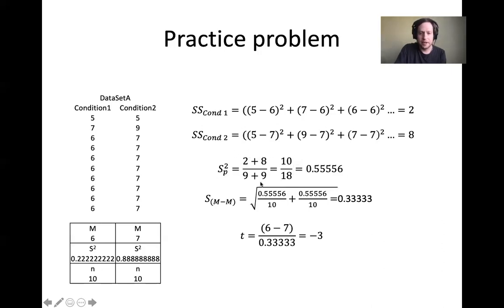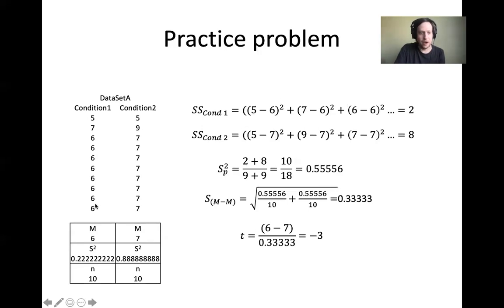So I plugged the numbers in here for the pooled variance, but let's make sure we understand how we got all these numbers. This 2 is sum of squares 1. The way we get it is we calculate the sum of squares for condition 1. The first x value is 5, minus 6. The 6 comes from the fact that the sample mean for condition 1 is 6. 5 minus 6 equals negative 1, and negative 1 squared is positive 1. Moving to the next one, 7 minus 6, the sample mean, equals 1. 1 squared is still 1.